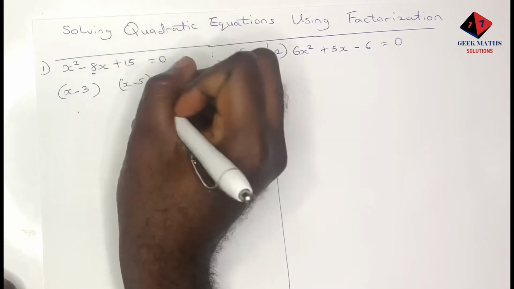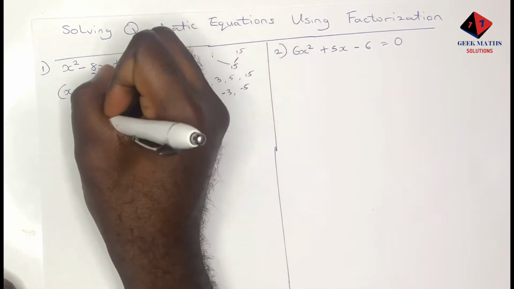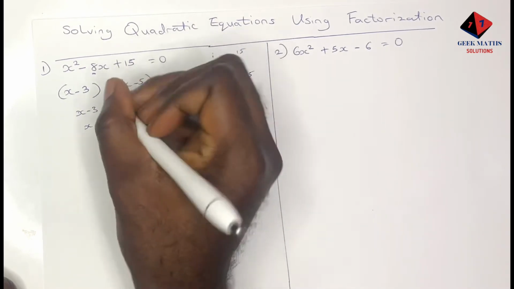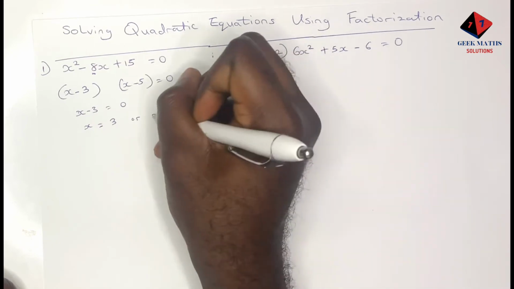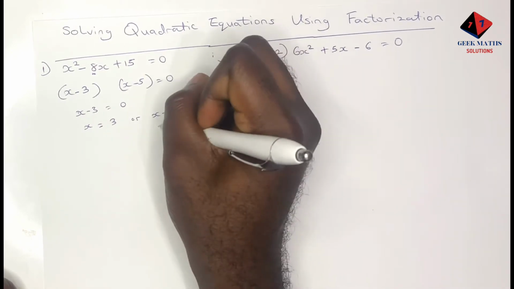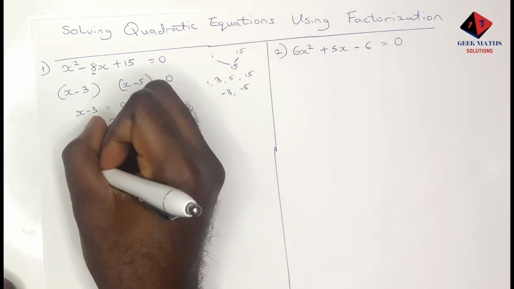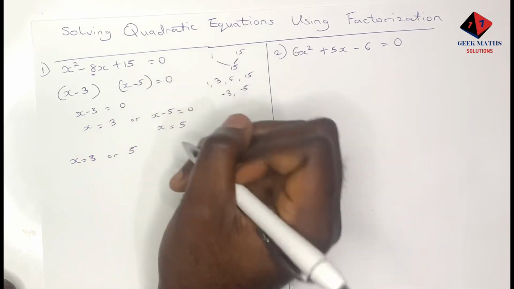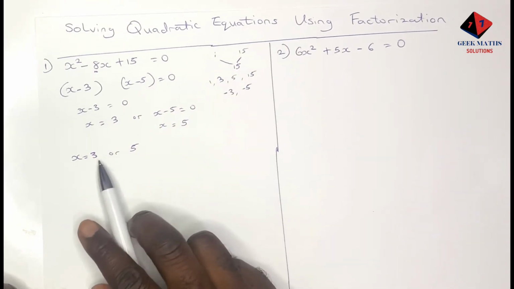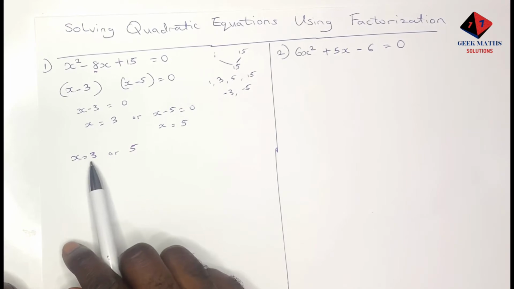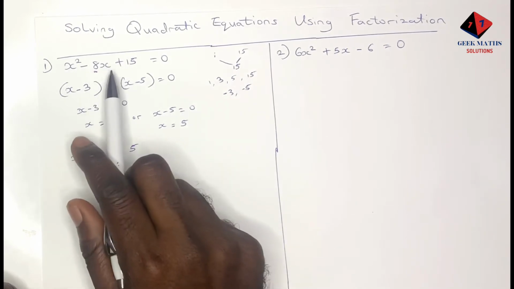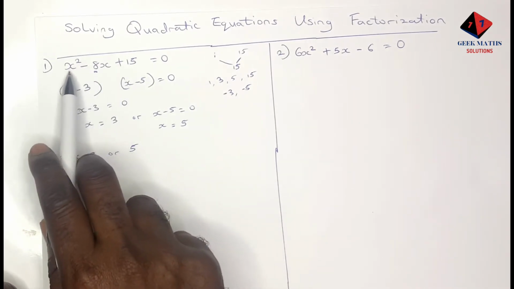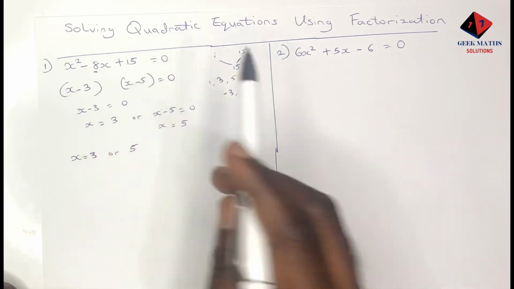So you separate these two brackets into separate equations. x minus 3 is equal to 0, so x is equal to 3. Or x minus 5 is equal to 0, x is equal to 5. So our values of x are 3 or 5. You can always check back if this answer corresponds to the value of x in the equation by replacing x with this value and solving out the equation to see if it will give you 0.